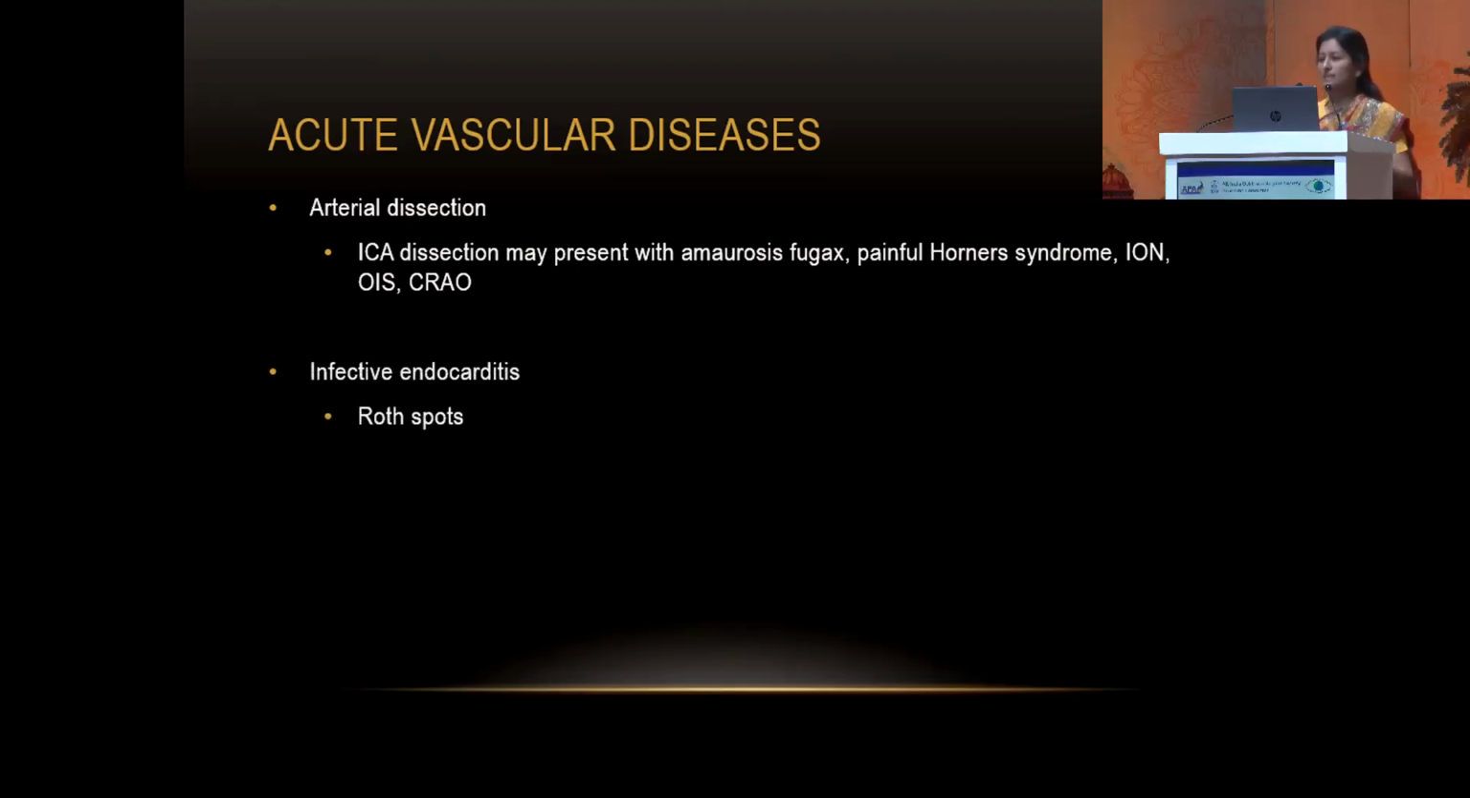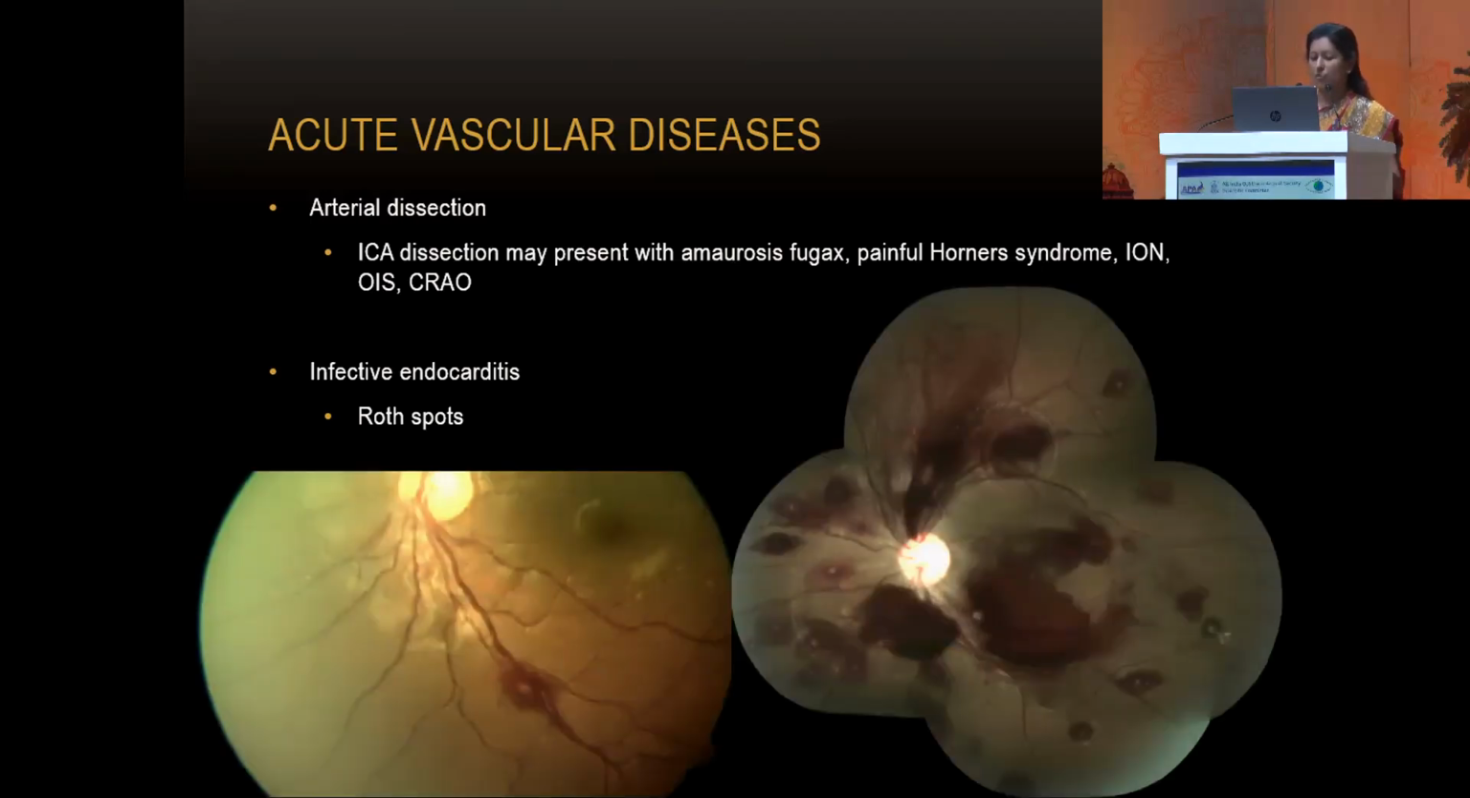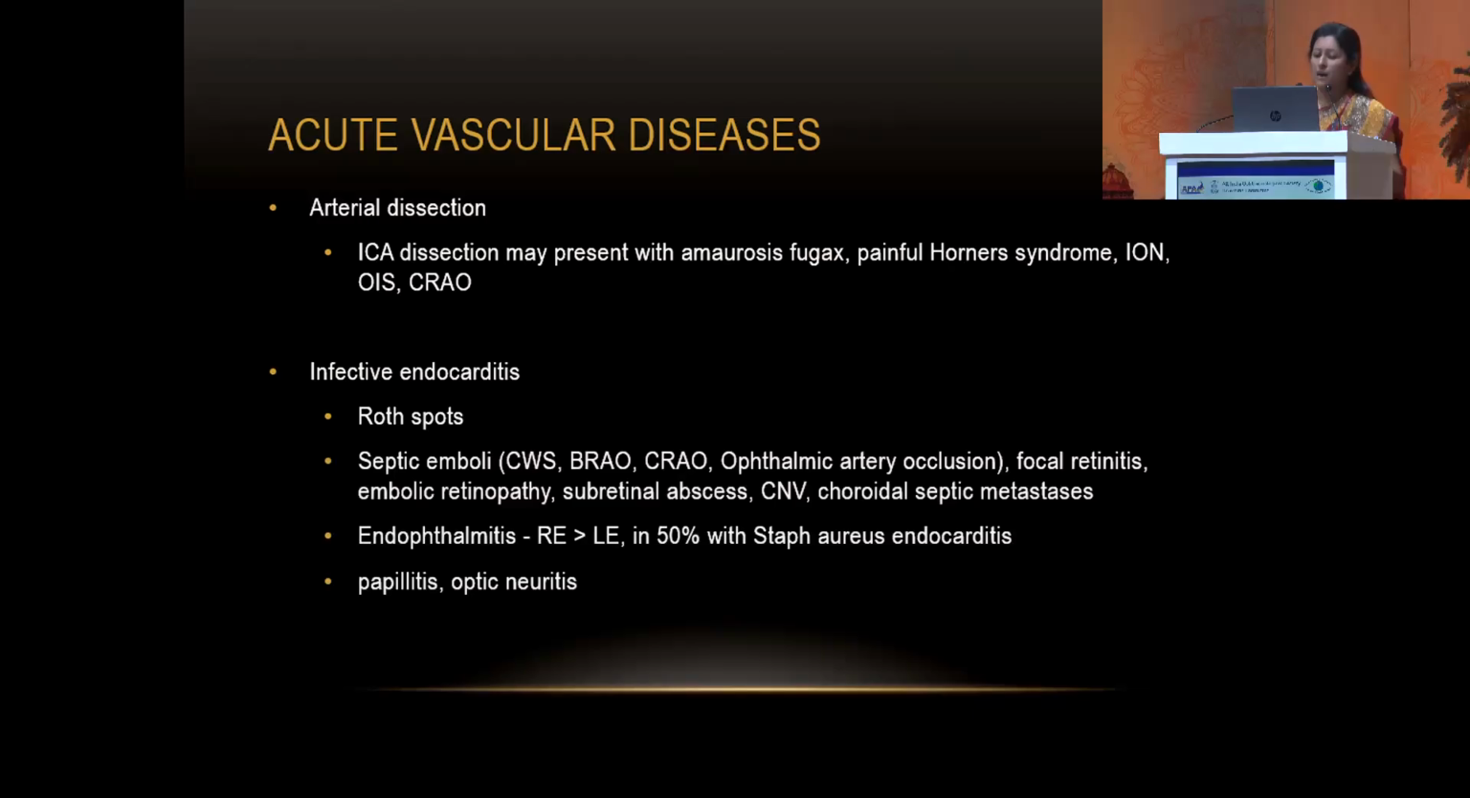More commonly we see patients with infective endocarditis where we are sent referrals, and Roth spots are the classical manifestations. You can see these white-centered hemorrhages which are actually aggregates of the platelets, fibrin, and the emboli. Apart from the Roth spots, you can have septic emboli in smaller vessels leading to cotton wool spots or BRAO, in the larger vessels leading to CRAO, and sometimes even ophthalmic artery occlusion.